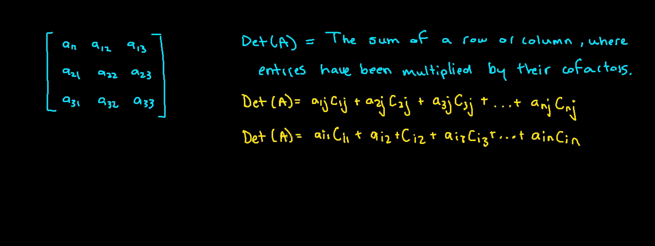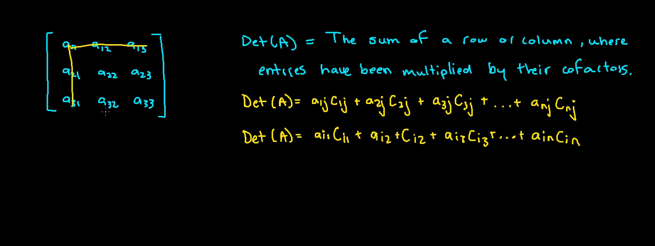And this would be for a row: Ai1, Ai2, Ai3, that would be going along here. So the entries multiplied by their cofactors all added together. So to find a cofactor, I go to a corresponding entry, A11. I want to know what the cofactor for this is going to be. I eliminate the column and the row, and I take the determinant of the remaining matrix.